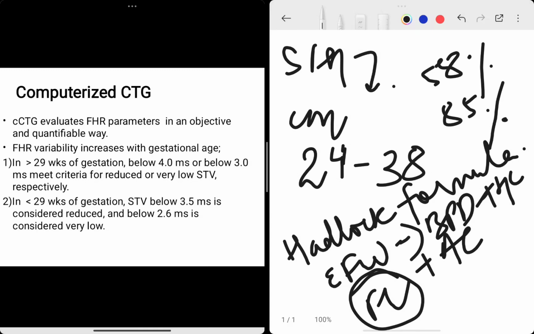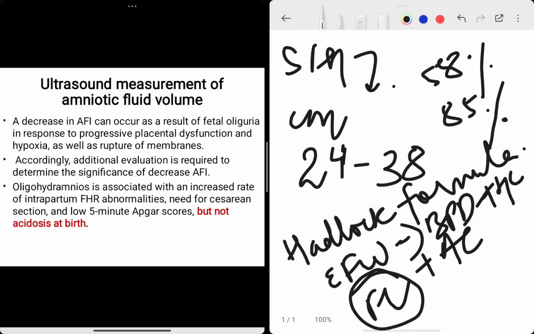So if the FHR variability is below 4 milliseconds or below 3 milliseconds, it meets the criteria for reduced or low STV respectively, and if the gestational age is less than 29 weeks, then the STV below 3.5 is considered reduced, and below 2.6 is very low.